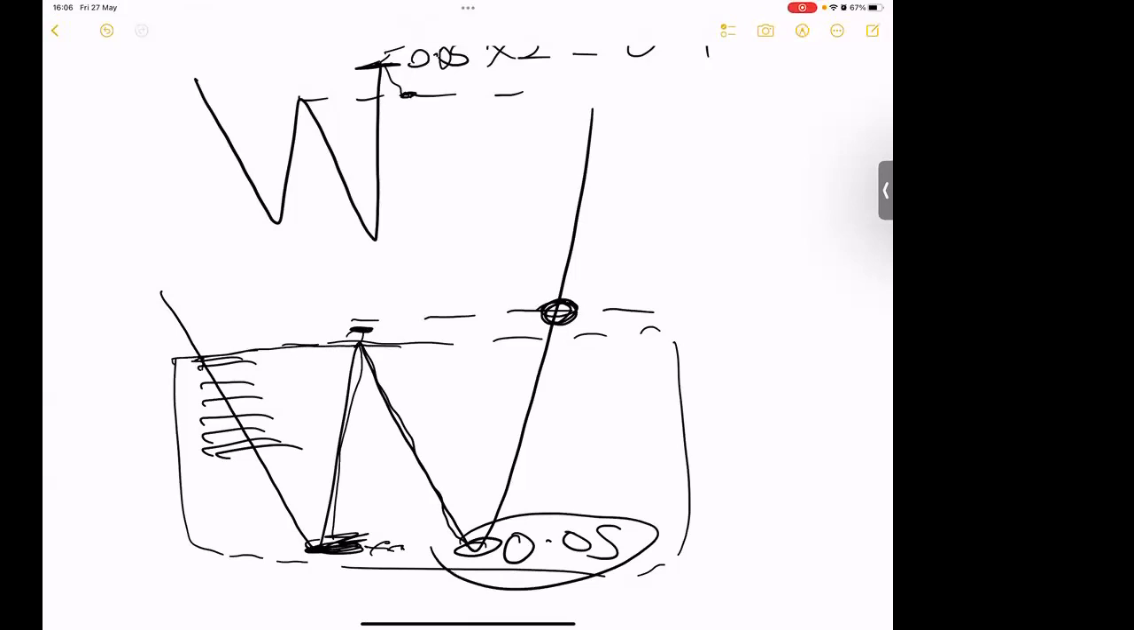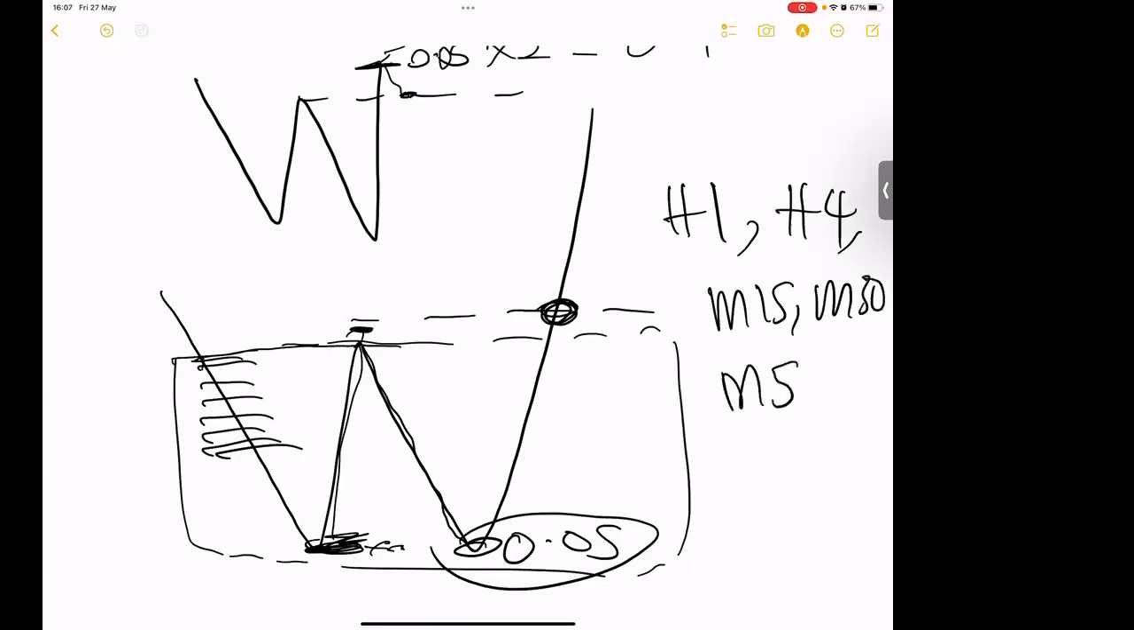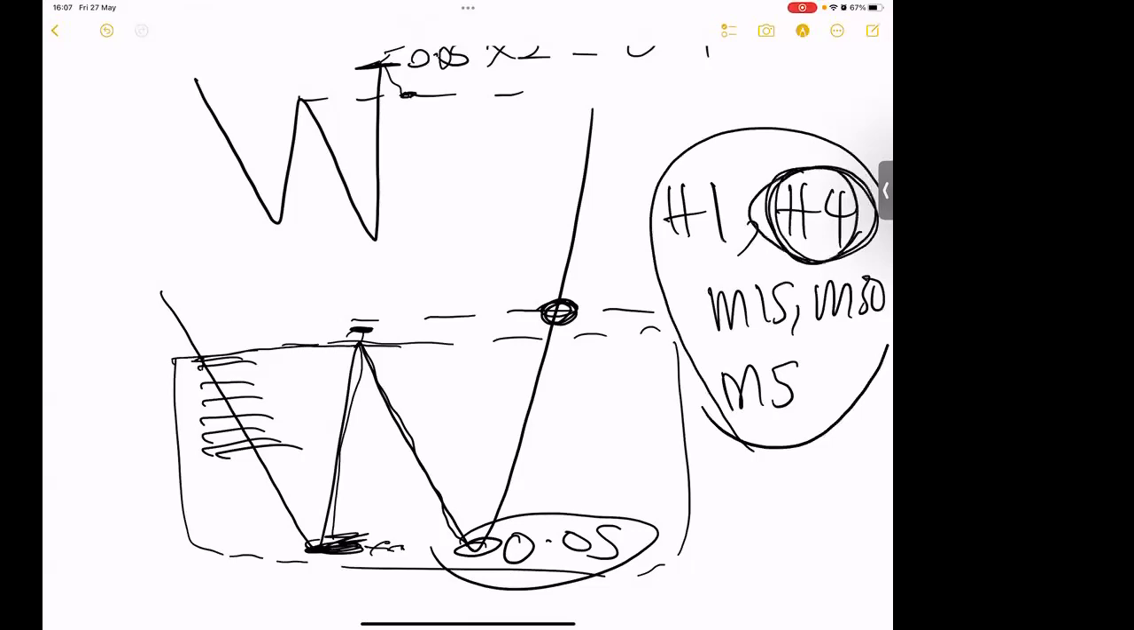Guess what? At this point of breakout, your H1, your H4, your M15, M30, and sometimes your M5, they all align. This does not happen all the time. Your H4 sometimes does not align. But once out of 1, 2, 3, 4, 5 time frames, once 4 align, guess what? The probability of winning that trade is higher. So once those 4 have aligned, you can go all in for that particular trade setup.